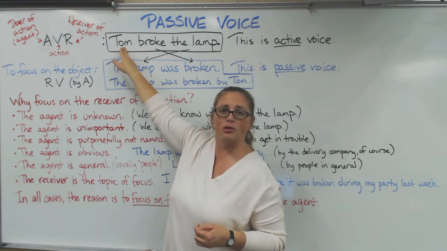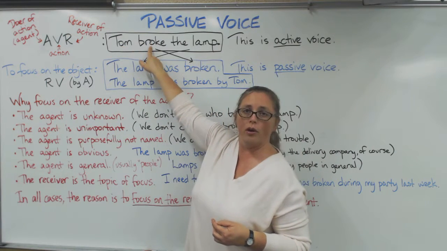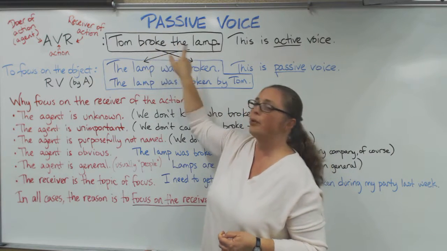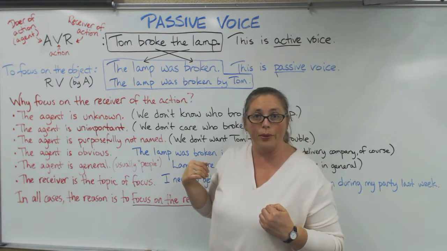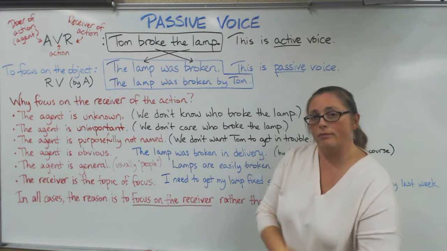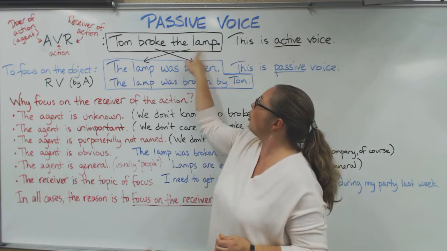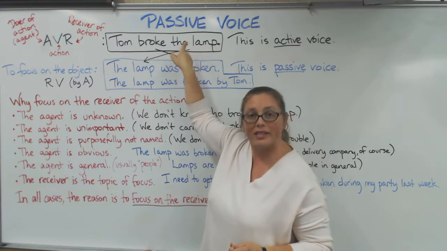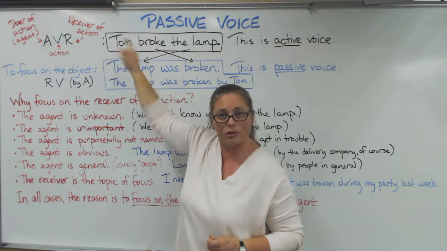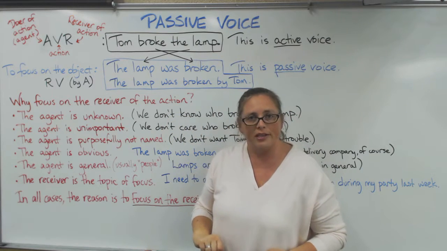Tom is the agent, the doer. He broke. Broke is the action. And the receiver of broke is the lamp. This is an active sentence. If you decide that you want your focus to be on the receiver instead of the doer, instead of the agent, then you need the passive voice.